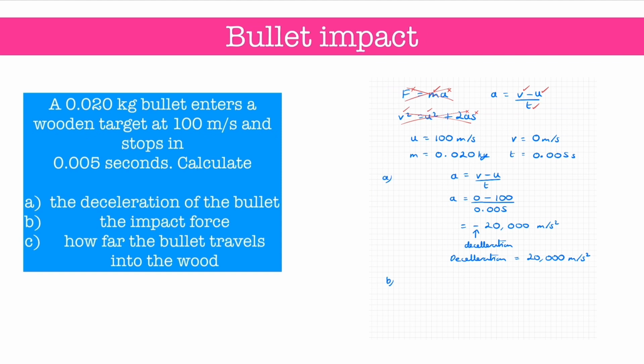As we have the acceleration and we need to calculate the force, we can go back and use F equals ma. Write out the equation, F equals ma, then substitute in, so m becomes 0.02 and a becomes 20,000. Pop the numbers into your calculator and you will get 400 newtons.